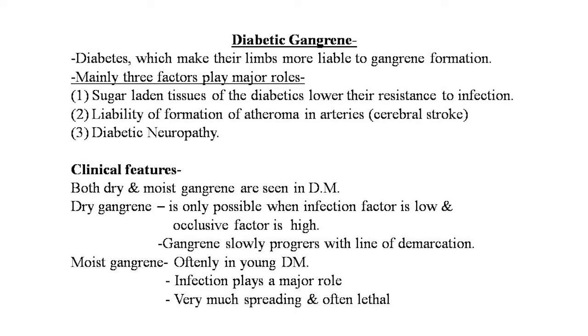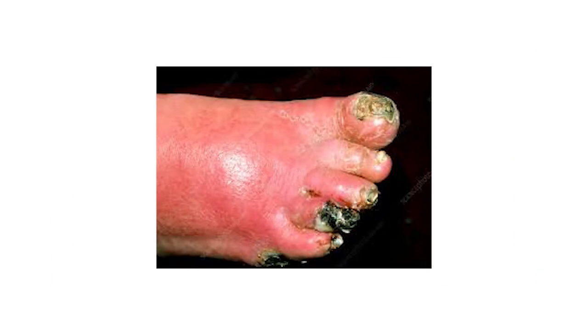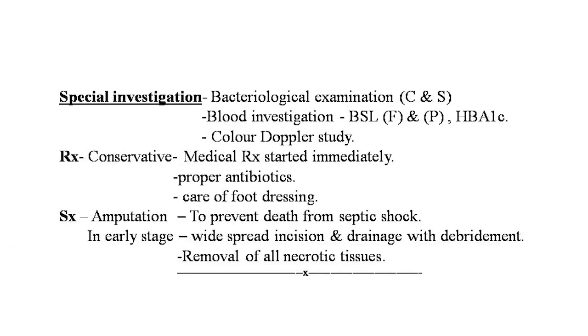Clinical features are pain and ulceration of the foot. There may be loss of sensation, the peripheral pulse may be absent, and there is change of color and temperature where gangrene is impending. There may be abscess formation. Now, dear students, the image on your screen clearly shows a diabetic ulcer, diabetic foot. Another image, same. Now the investigation is bacteriological examination, that is culture and sensitivity should be done.